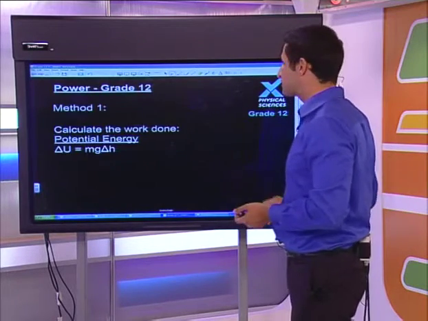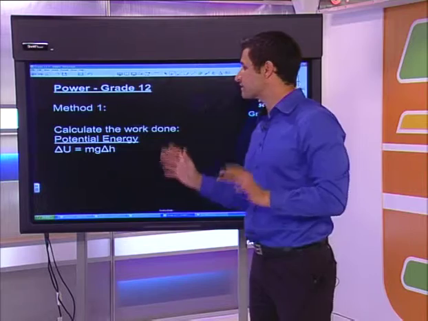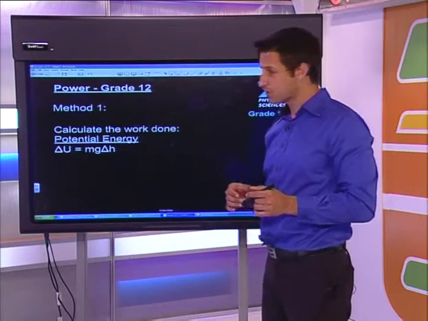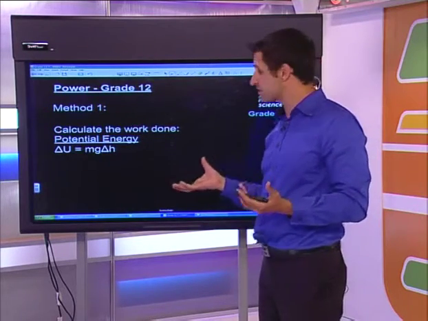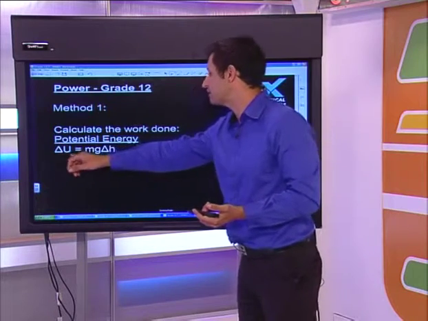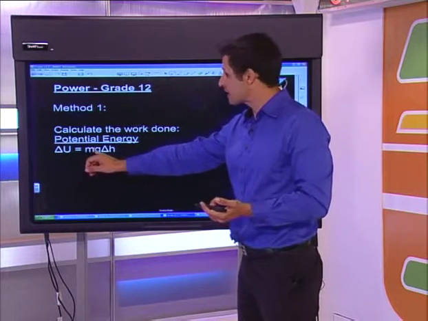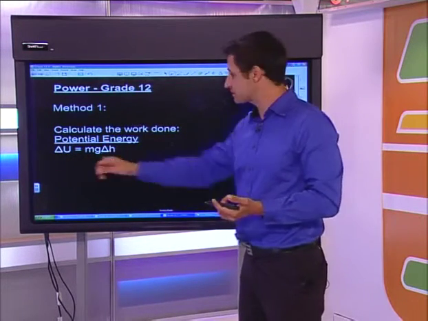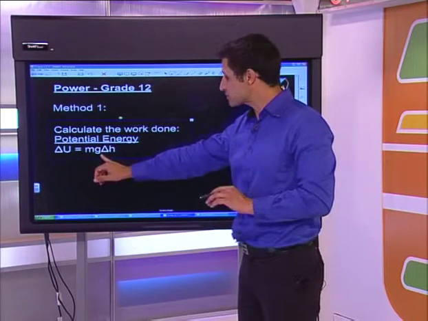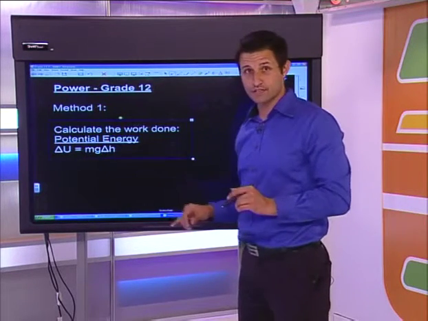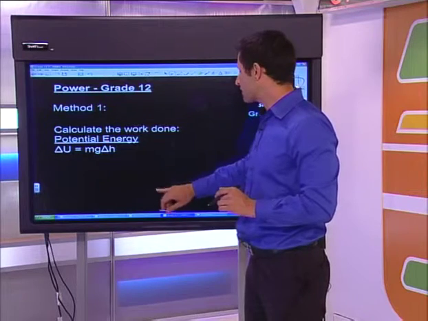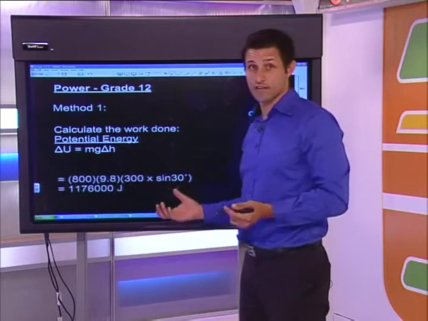Well, let's start off. We're going to calculate the change in potential energy. One of the things that you'll find on your equation sheet is that my change in potential energy is equal to m times g times delta h, which is the mass times the gravitational acceleration times delta h. So let's see what comes up when we start substituting these values.